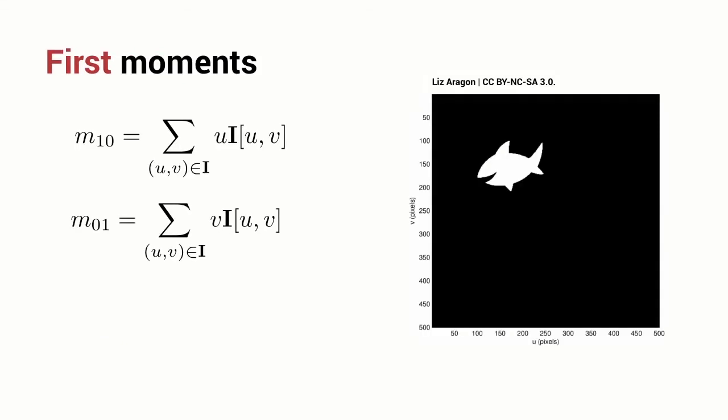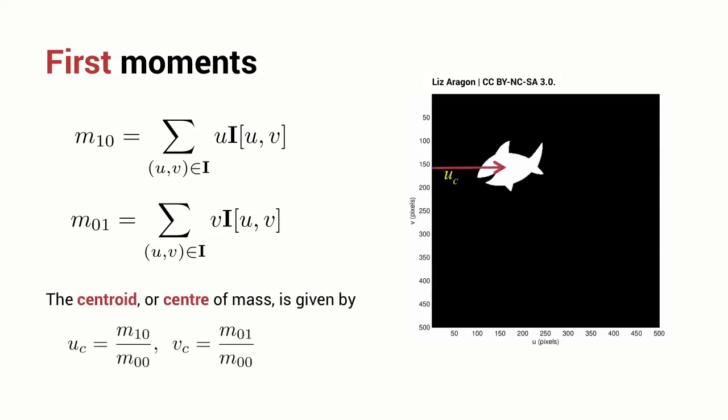Another set of very useful moments are the first moments. These are the moment 1,0 and the moment 0,1, and their equations are shown here. We can think of these as weighted averages of the u and v coordinates, weighted by the color of the pixels. So if we take the ratio of the moment 1,0 by the moment 0,0, that's the first moment divided by the area, this gives us the coordinates of the centroid of the object. And this is really useful. Now we've found the geometric center of this shark-shaped object. We're beginning to be able to describe it.